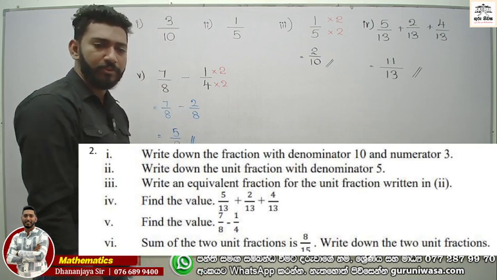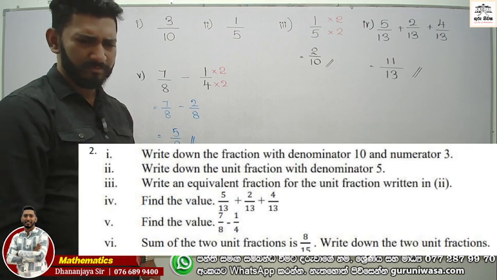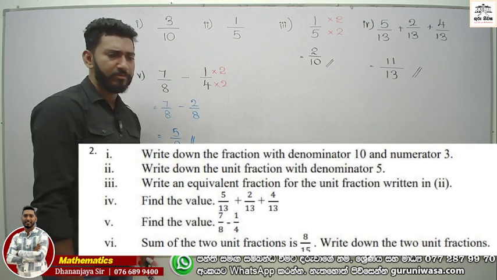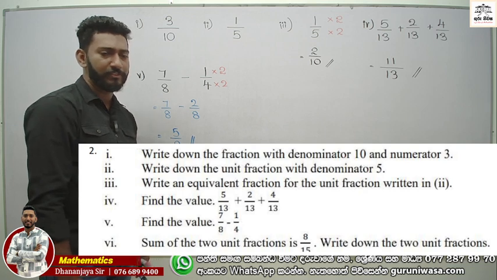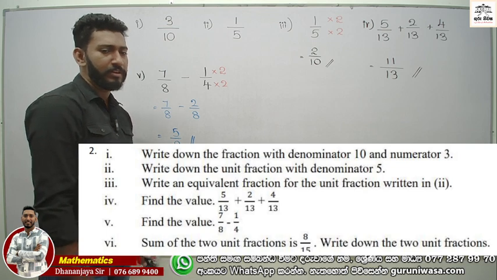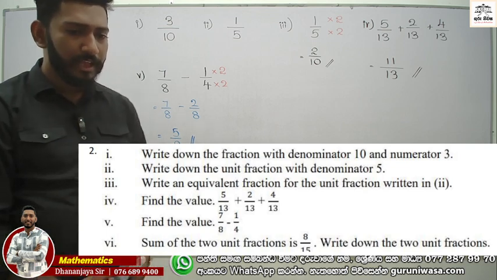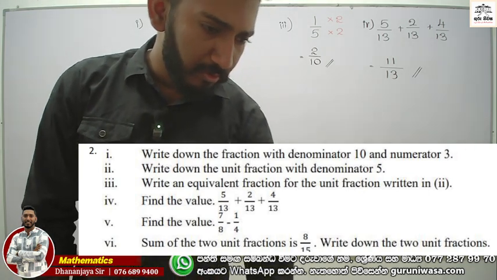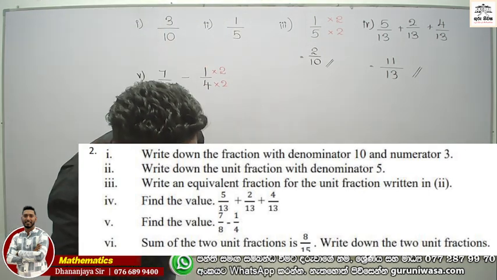Write down the two unit fractions. The sum of the two unit fractions becomes 8 over 15. Write down the two unit fractions. We have the sum given, 8 over 15.